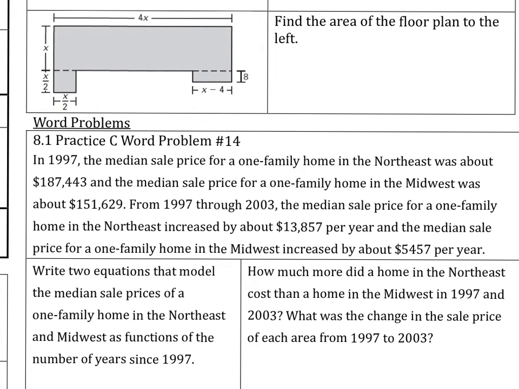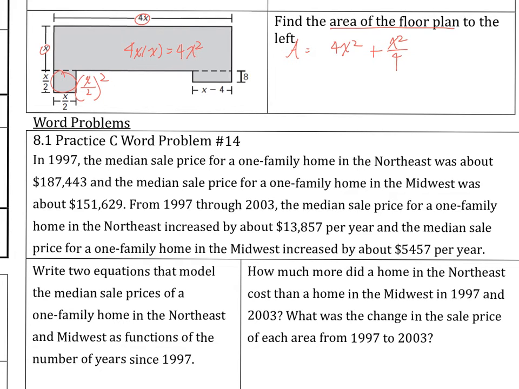Now in this problem, we're given a shape and we'll have to find the area of the floor plan. Now let's look at the big rectangle here. We could take 4x times x, which makes 4x squared. Let's write that down. And then we can look at this part. That's going to be x over 2 squared, which makes x squared over 4.